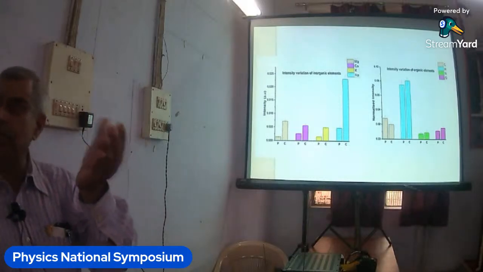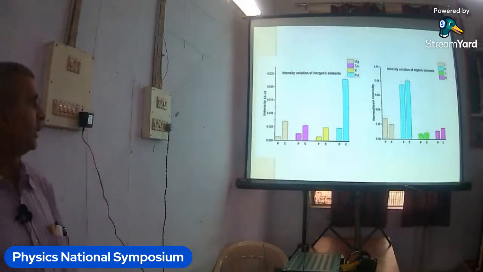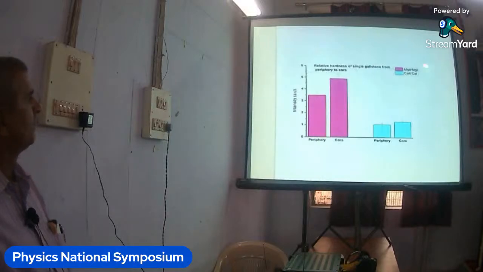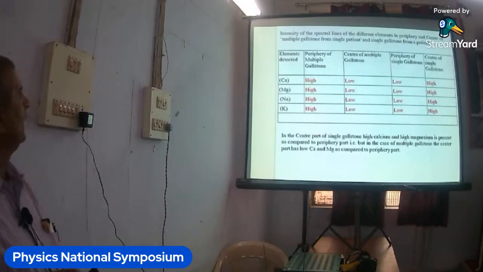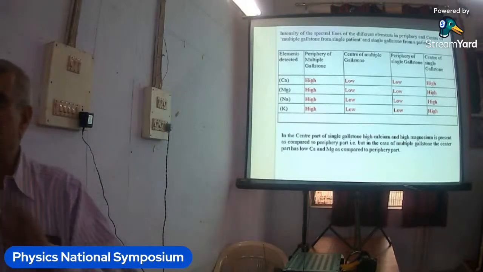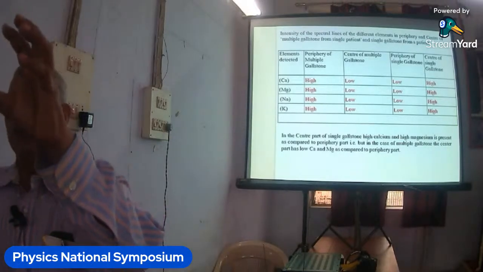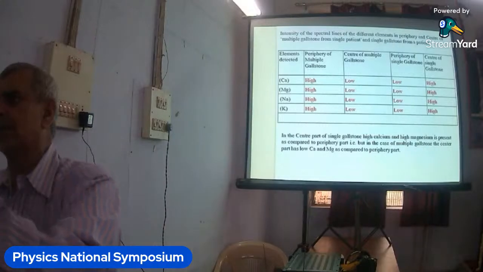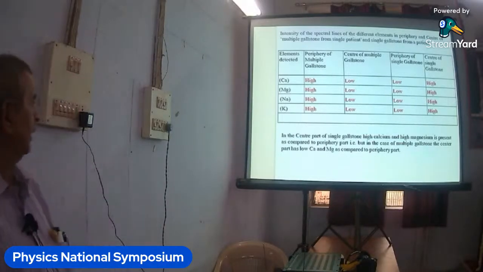ये ट्रेंड अपोजिट है जिसमें हमको मल्टीपल गैलस्टोन मिले थे. और आगे फिर हार्डनेस कैलकुलेट किया गया. आगे बढ़िए. अब फिर देखा हमने कि ये मल्टीपल गैलस्टोन के लिए है और ये सिंगल वाले के लिए है. सिंगल वाले में कैल्शियम पेरिफेरी पर कम है, यहाँ ज्यादा है. दोनों का मैकेनिज्म अलग है, जहाँ पर मल्टीपल स्टोन हैं उसका मैकेनिज्म अलग है और जहाँ पर सिंगल गैलस्टोन मिल रहे हैं उसका मैकेनिज्म अलग है.